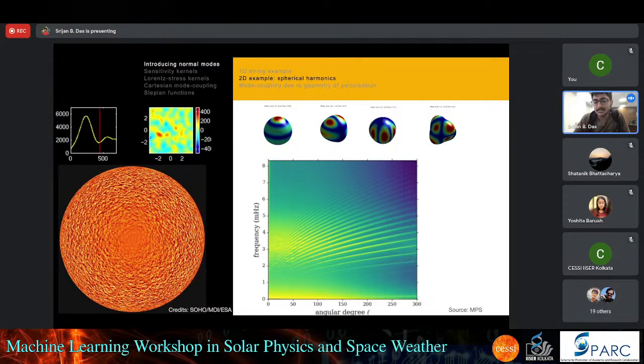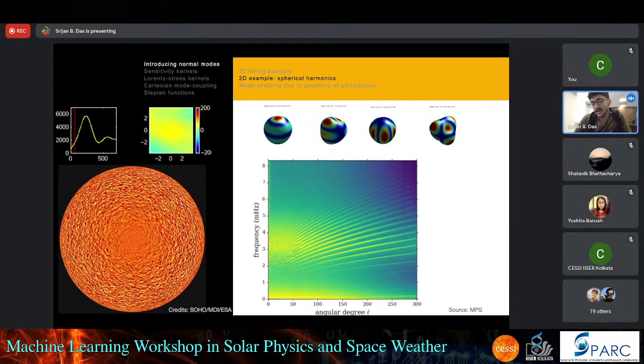And this is a very concise representation of if you take the entire sun, decompose it into the spherical harmonics, and then plot them as a function of the angular degree and the frequency at which that oscillates, and the color over here representing the power contained in each such channel. This is what you'll see.